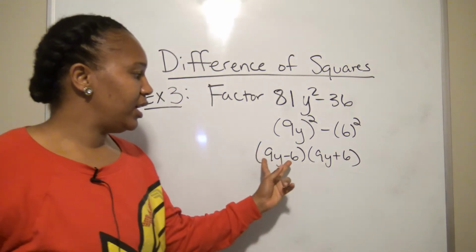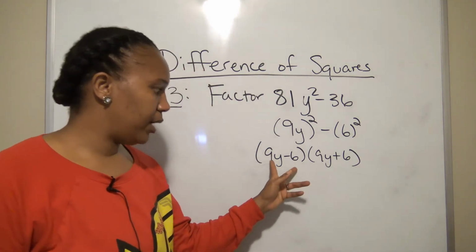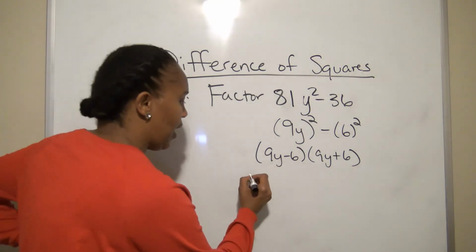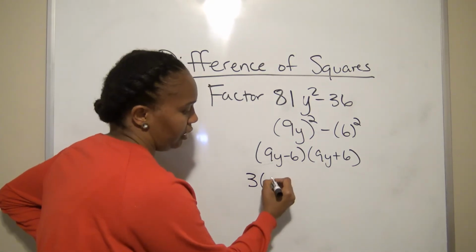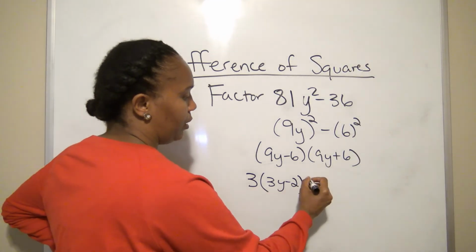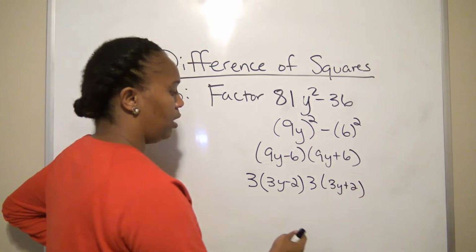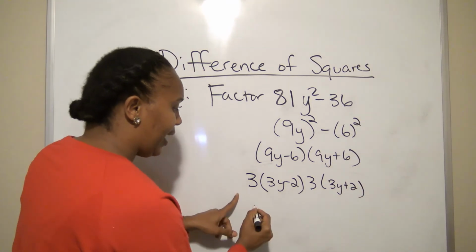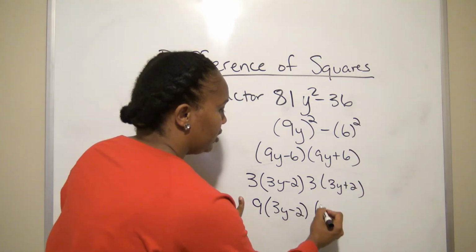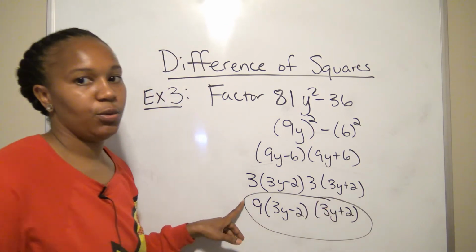Now if you look at these, you should notice, hopefully you notice, that both of these have a 3 in common. So these have a GCF that I could pull out, and it's 3. So I could pull out 3. If I pull out 3, that leaves me with 3y minus 2. Same thing here. I could pull out a 3 here, and that leaves me with 3y plus 2. Well, 3 times 3 is 9, so this will factor into 9 times 3y minus 2 times 3y plus 2. And so that's how you would factor that.